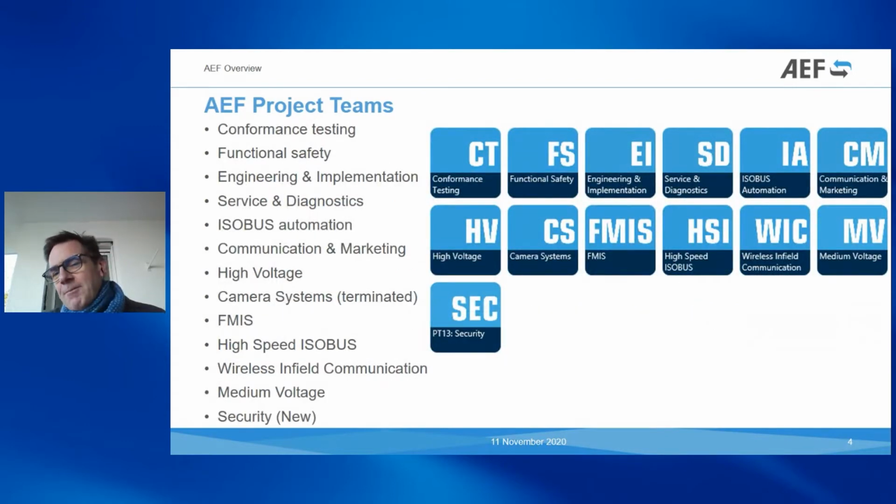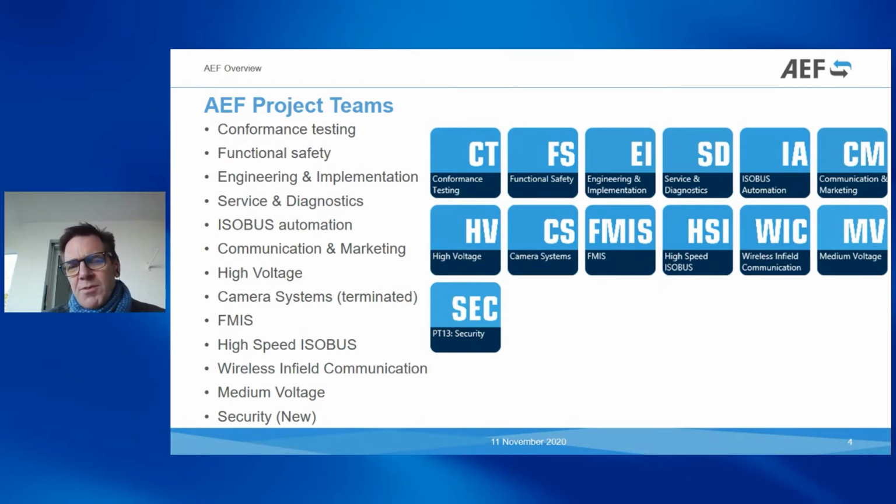Okay, 13 project teams. I mentioned a couple of them during the introduction. There's the High-Speed Isobus Group, the WIC or Wireless In-Field Communication Group, and the Medium Voltage Group. We'll actually be hearing from those team leaders tomorrow, so I'm not going to cover those now. But really we've got a group that's responsible for developing and maintaining our conformance test. We've got a group that's responsible for functional safety.